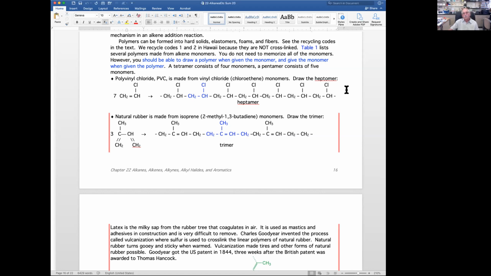What if I gave you the hexamer and I asked you to draw the monomer? All you have to do is find one repeating unit of this. Like for example, this. That's the repeating unit. So I pulled it out and then I know there was a double bond there to start with.